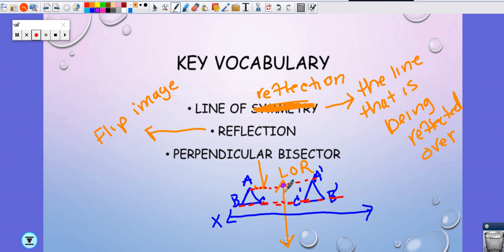So what that means is, when I get to the line of reflection, if the distance from A to that point on the line of reflection is 3, then from that point to A prime is also going to be 3. That's called a perpendicular bisector. So not only is that path perpendicular to the line of reflection, it is also a perpendicular bisector. That means the path being traveled is going to be split in half by the line of reflection.